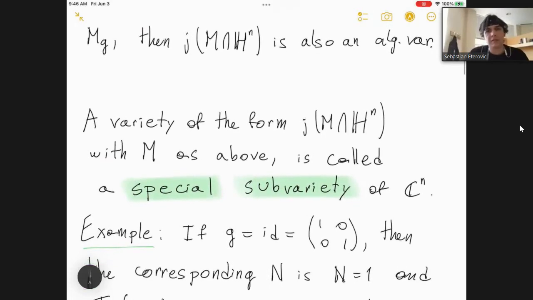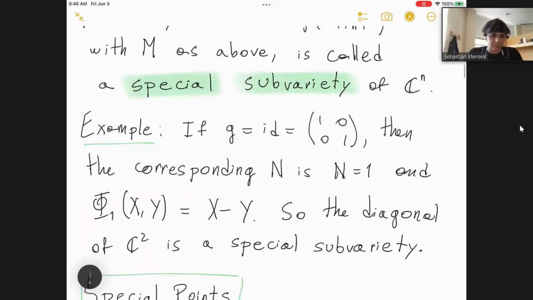All right, so a variety of the form we have just described, which is cut out by modular polynomials, is called a special subvariety of C to the n. And here there's a small example. If you just take the identity matrix, then the number n that corresponds to the identity matrix is 1, and it turns out that the first modular polynomial is x minus y. And of course, the zero locus of that is just the diagonal of C squared. And so this is saying that the diagonal is a special subvariety.